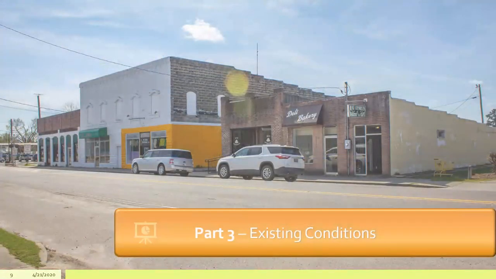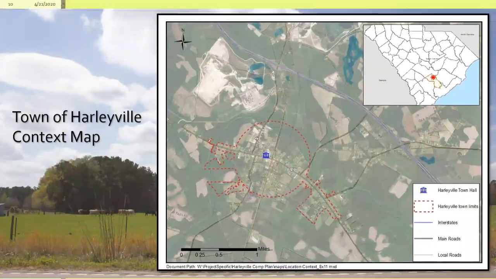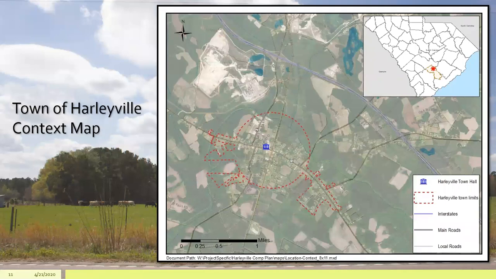Part 3, now we're just into that part of reviewing existing conditions. Again, those 9 phases or elements include population, economic development, natural resources, cultural resources, community facilities, housing, land use, transportation, priority investments, and as I mentioned, any optional elements to be selected by the community. Here we just have a context map for the town of Harleyville, just to remind everybody this is the setting that we're looking at here.